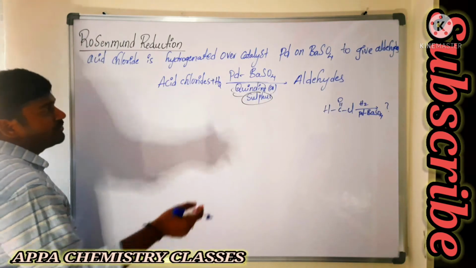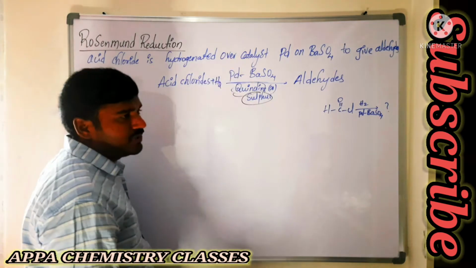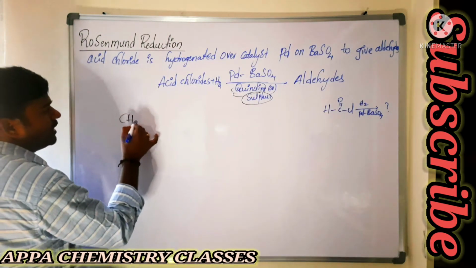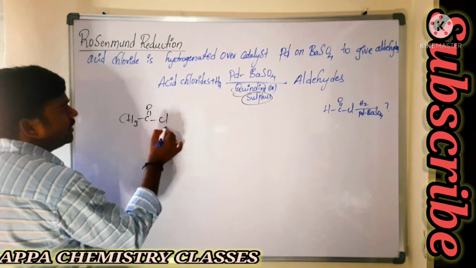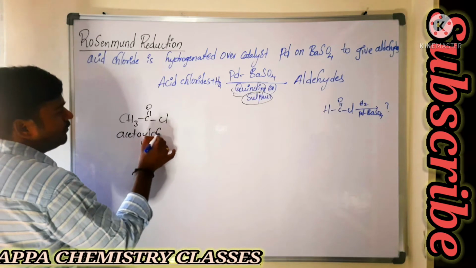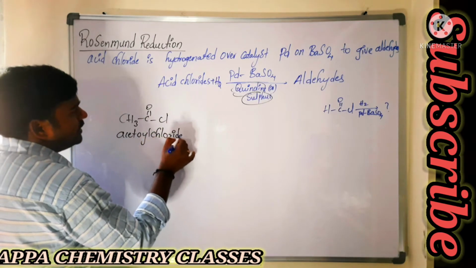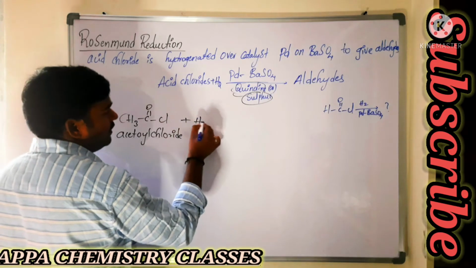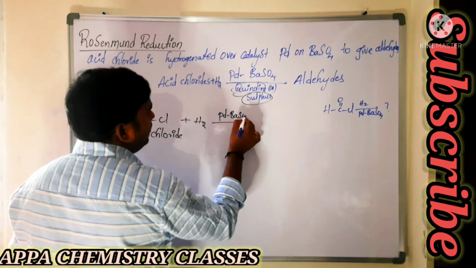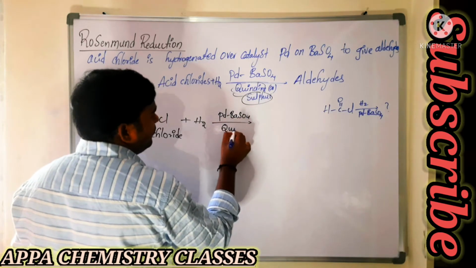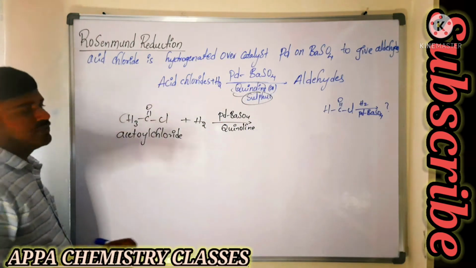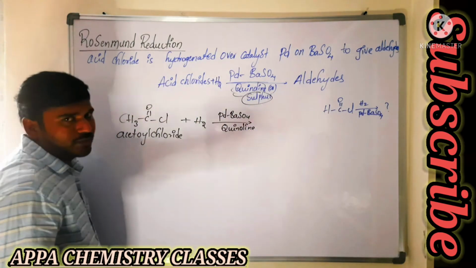Now what is the catalyst we are using? Palladium over barium sulfate. We are doing the hydrogenation of an acid chloride. I am taking the acid chloride as acetyl chloride. This acetyl chloride reacts with hydrogen gas in the presence of palladium over barium sulfate and quinoline. Quinoline is a negative catalyst which reduces the activity of the palladium catalyst.